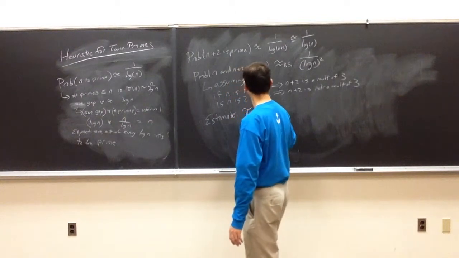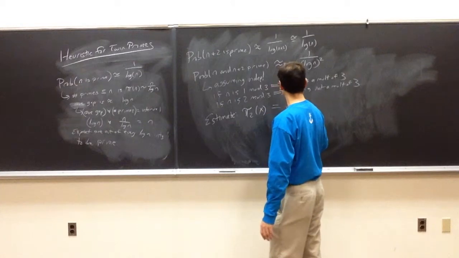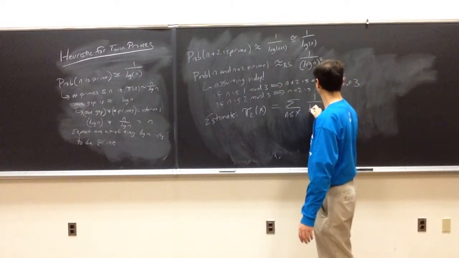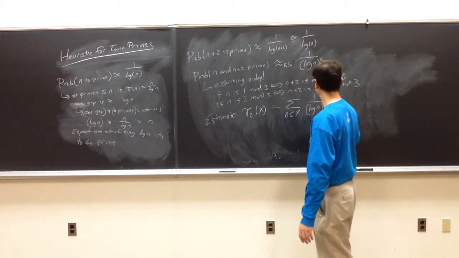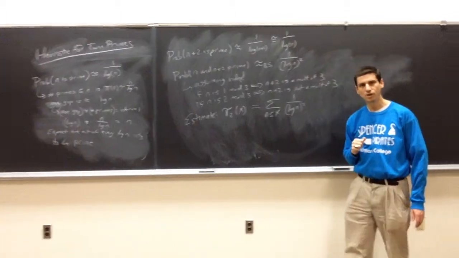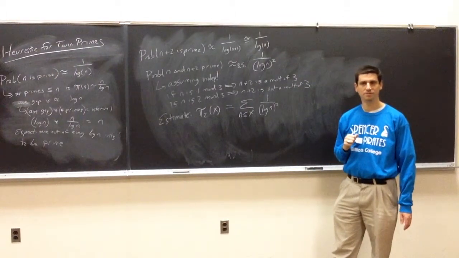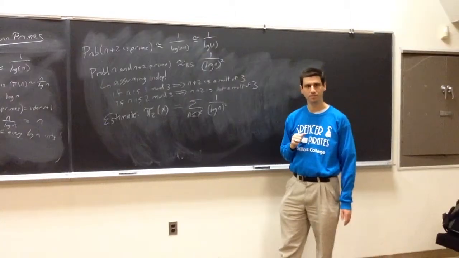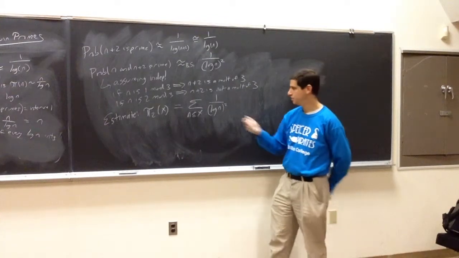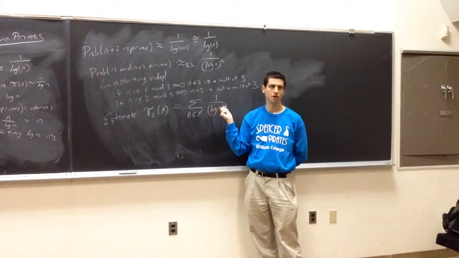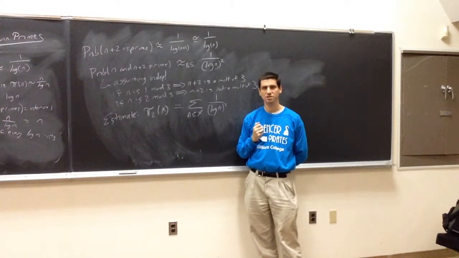pi 2 of x, which will be the sum n less than or equal to x of 1 over log of n squared. How would you estimate that sum? For each n, this is the probability I get a prime. I'll sum them all together. How would I estimate that sum?